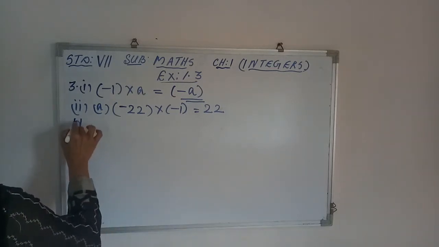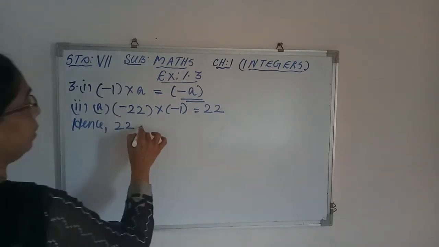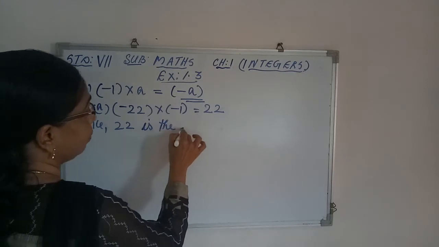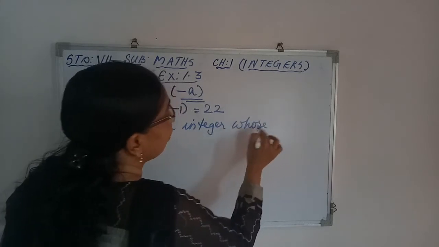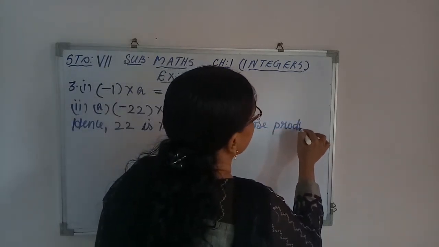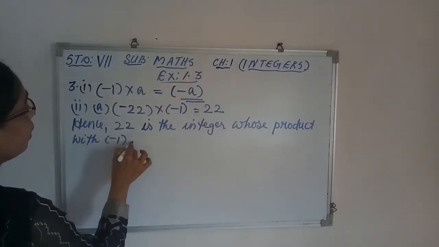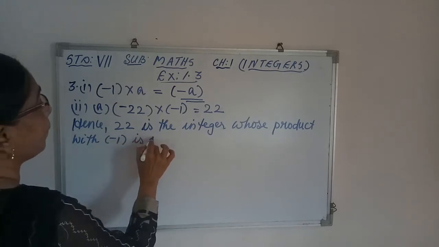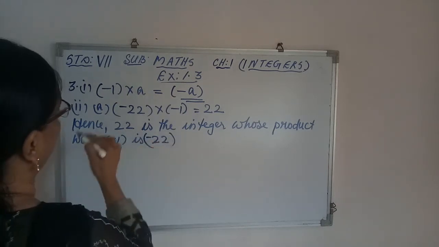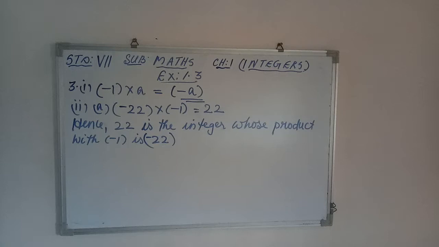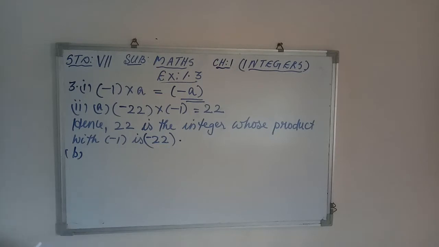So we can write, hence, 22 is the integer whose product with minus 1 is minus 22. So hence 22 is the integer whose product with minus 1 is minus 22. Same way, B, what is the question?